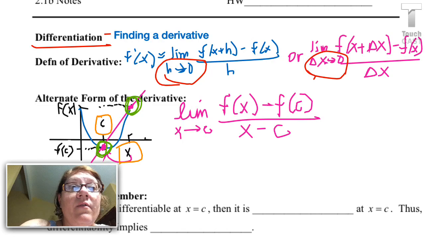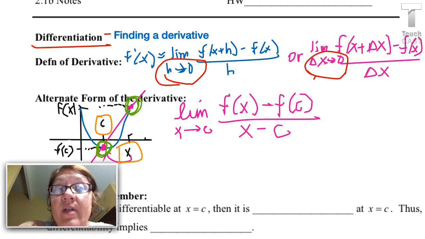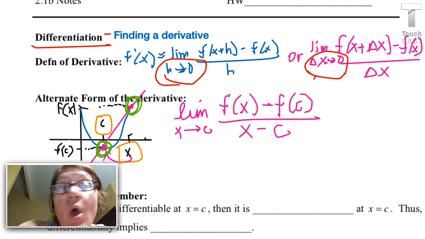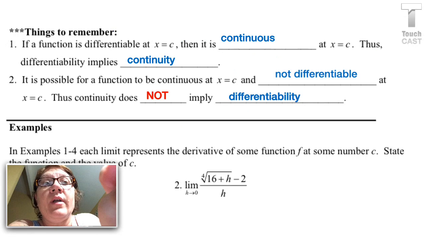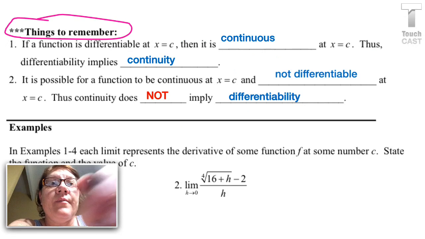So just a different version, and you will see all three of these. They will interchange them, and who knows which one they'll give you on the AP test, so you must be prepared. Okay, so these are really important. That's why they have asterisks.